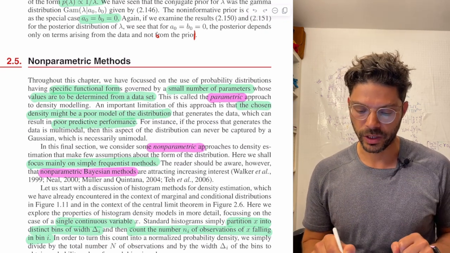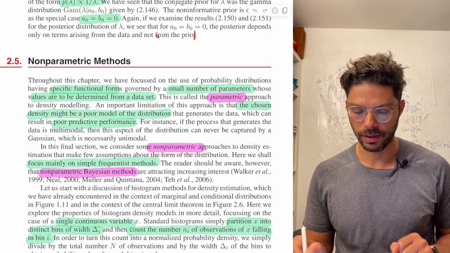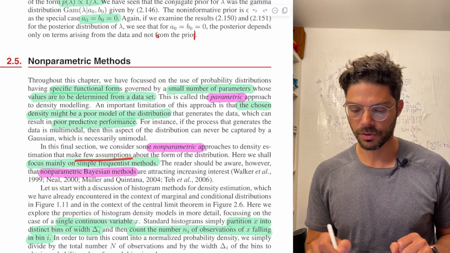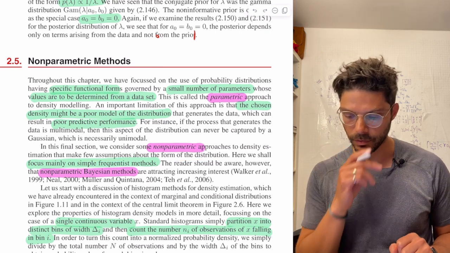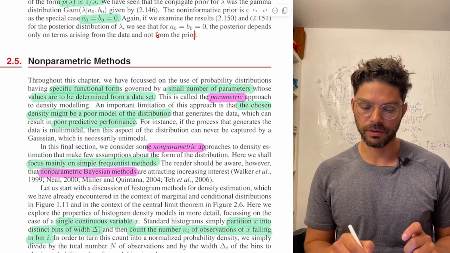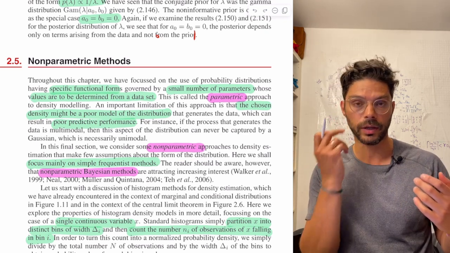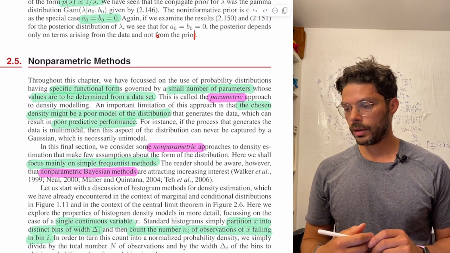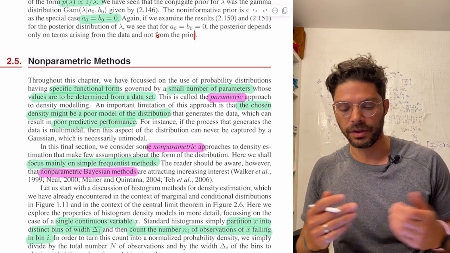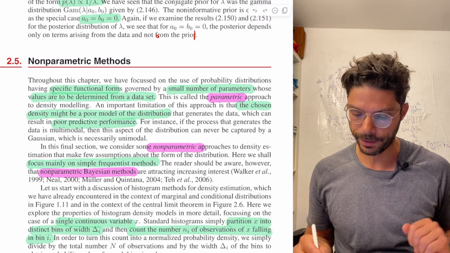In this final section, we consider some non-parametric approaches to density estimation that make few assumptions about the form of the distribution. So that's good. And here we shall focus mainly on simple frequentist methods. So we're not going to see things like priors and posteriors. We're just going to estimate these probabilities in maybe a heuristic way.